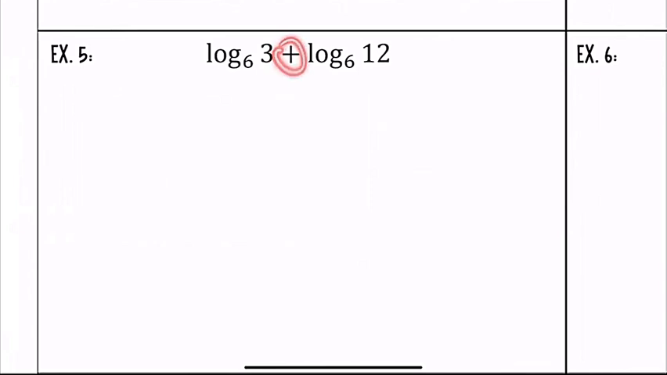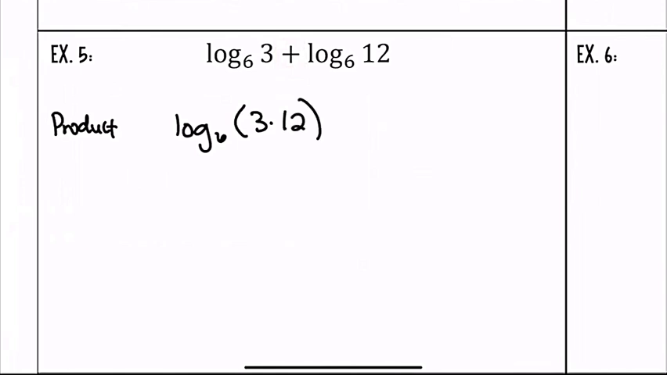If you look here, we have a plus sign. Plus sign tells us we're going to use the product rule. And per the product rule, if we are adding logs together, we could also combine it into one log and multiply what's on the inside. And this would give us log base 6 of 36.